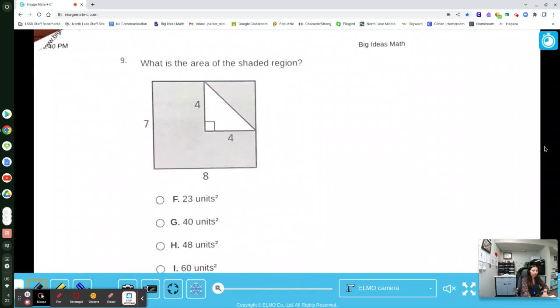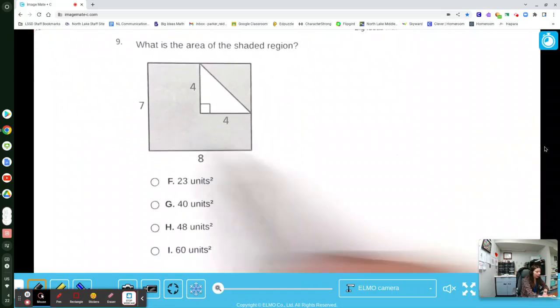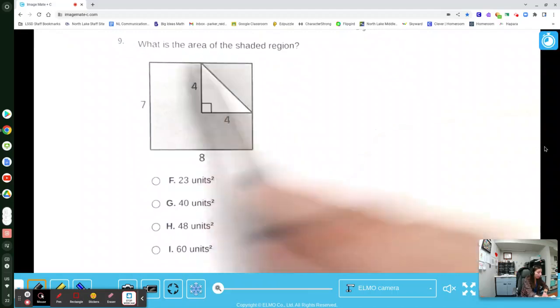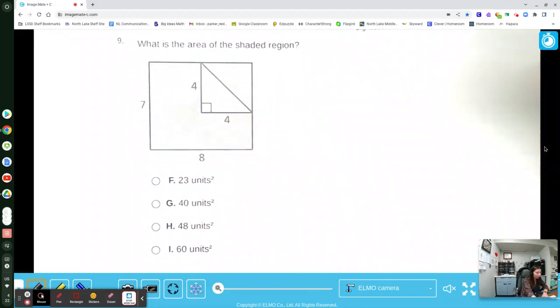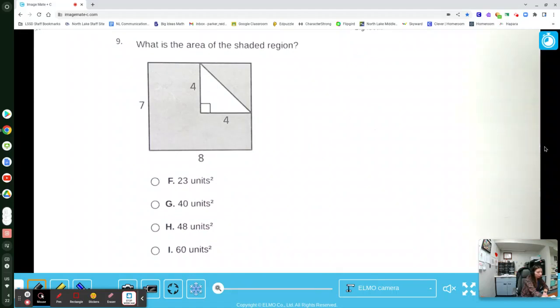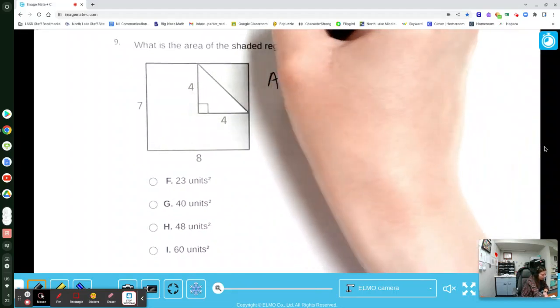Number 9, what is the area of the shaded region? So I have a rectangle and then a triangle is cut out of it. So I'm going to find the area of the rectangle and then subtract the area of the cutout piece of the triangle. So the area of the rectangle is length times width.